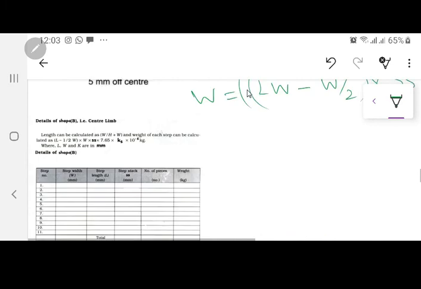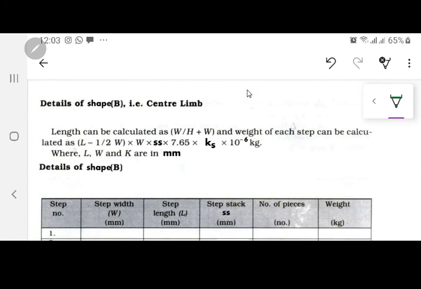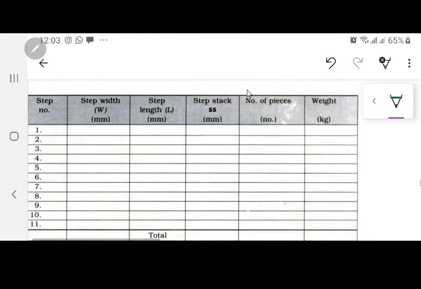See, so this is the same formula which I just told you, LW minus W square by 2 multiplied by SS multiplied by 7.65 multiplied by Ks and multiplied by the exponential factor. Do this table just now. जी जल्दी please करो, जल्दी करो इसको. Just now, same table, just like similar, nothing changed. Step width वही है, length आपको निकालनी है, step stack वही है. हाँ, now this time in step stack column you are not going to write 2 cross, you are just going to have 1 into whatever.